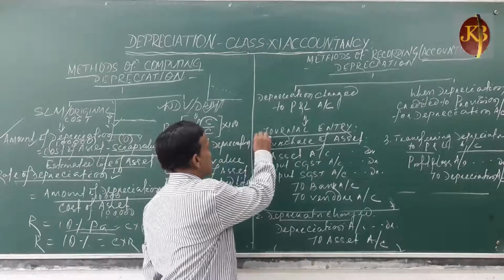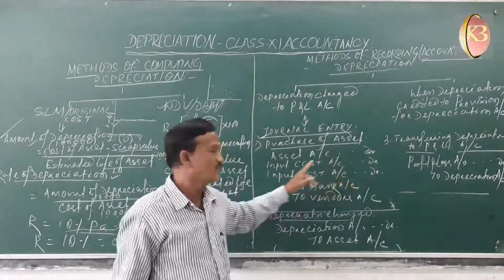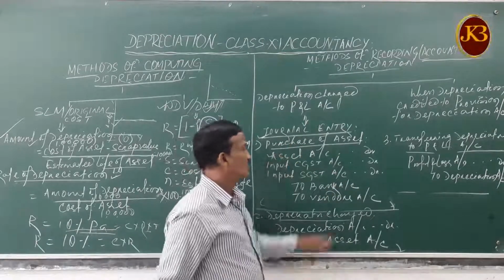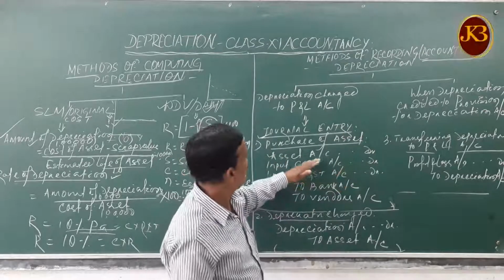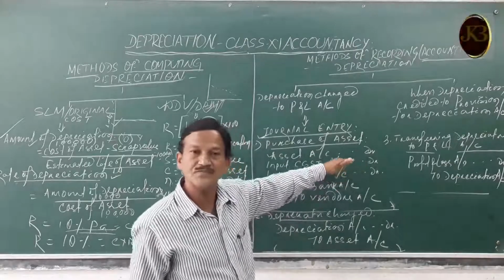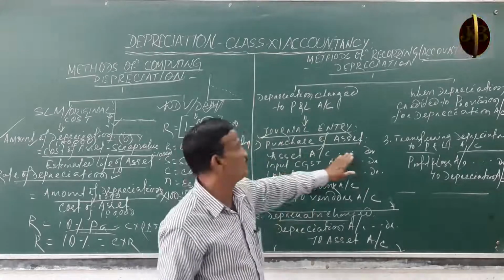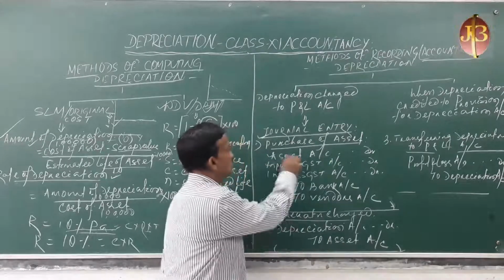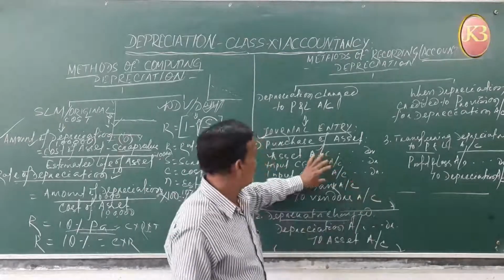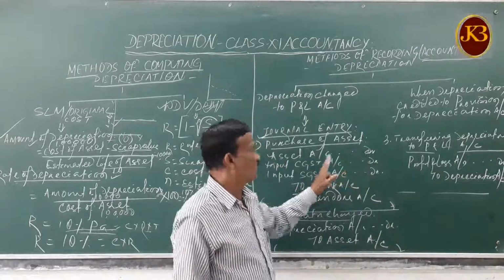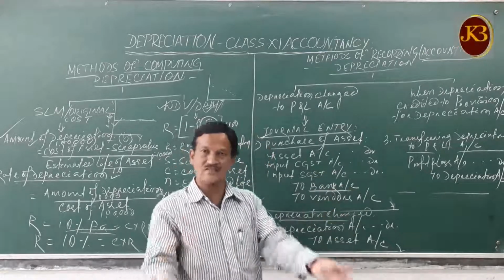That is the first journal entry in the books of journal. First you will purchase the asset. So asset account is debited, that is the cost price plus installation charges plus any other charges incurred at the time of purchase of the asset till installation; those charges will be added. Then input CGST account, input SGST account. So the GST charges will be debited. Then credit to bank account if it is purchased in cash.